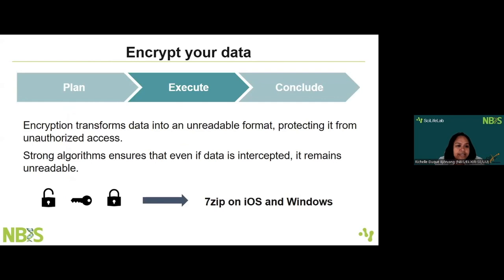Regarding encryption of your data, encryption transforms data into an unreadable format, protecting it from unauthorized access. There are strong algorithms that ensure that even if data is intercepted, it remains unreadable. And with this, a good practice is to encrypt your data at rest, for instance, the raw data when it's not in use. And if you want to try out encryption after this presentation and see how it works, for those with Mac or Windows, you can try 7-Zip on your local computer, and it follows the SHA-256 encryption. So it's a good encryption program to use.